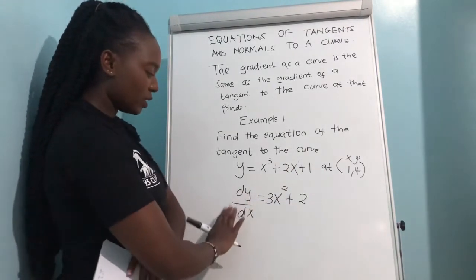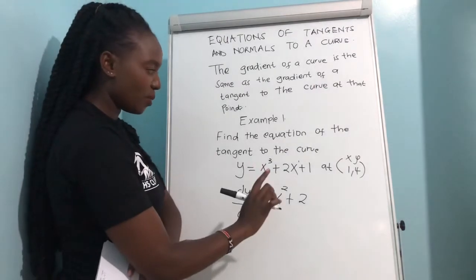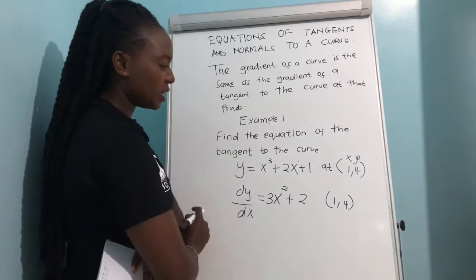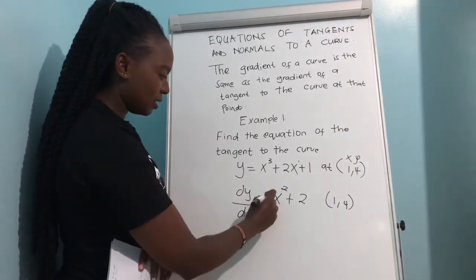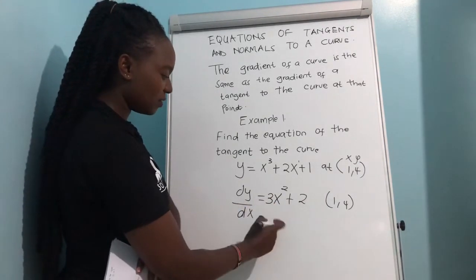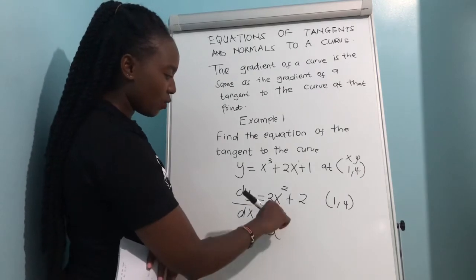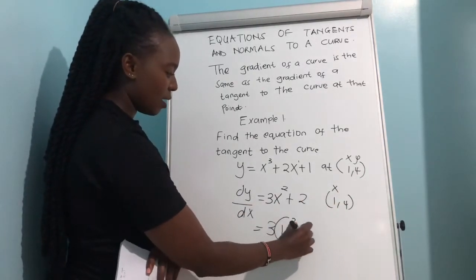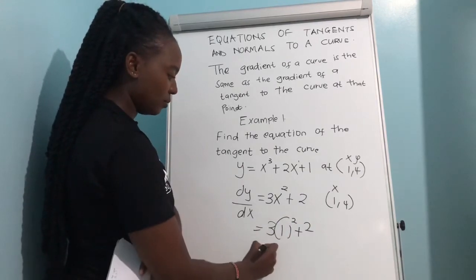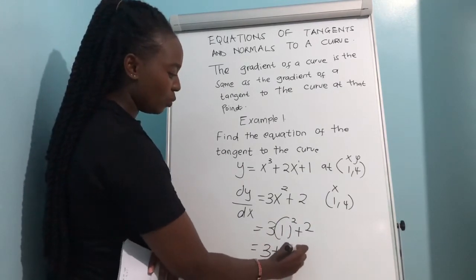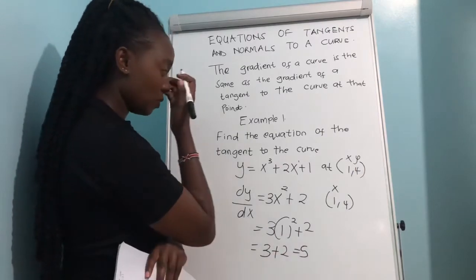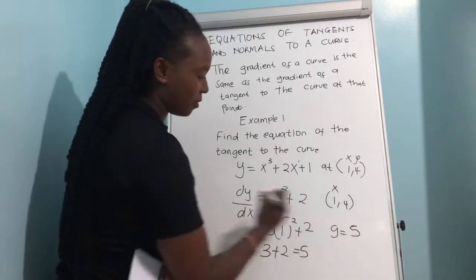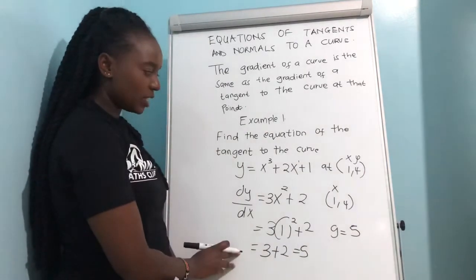So when you first find the derivative, you remember we've been given the point 1, 4. So for you to find the gradient, you take your first derivative, 3x squared plus 2, and where there is x, you replace it with 1. So this becomes 3 times 1 squared plus 2, which is 3 plus 2, equals 5. So the gradient of the tangent is 5. So this is how you find the gradient.